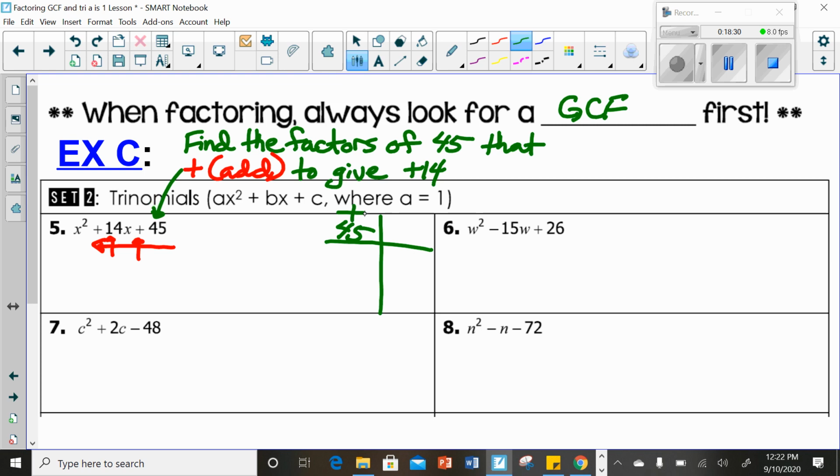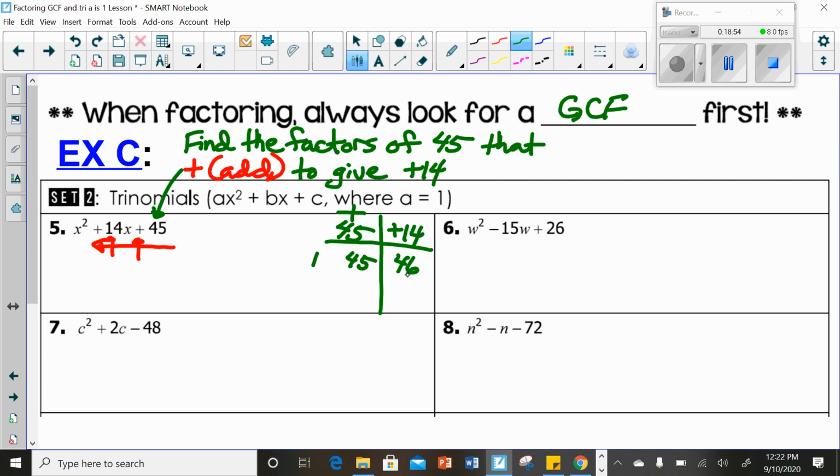Then we are looking for our middle term, which is a positive 14. I really could care less right now about the sign of that middle term. I'm really concerned about the factors of 45 and whether I'm adding or subtracting. So you're going to find all the factors of 45. Starting with 1 and 45, if I add those together, I get 46. That's not what I'm looking for, not 14, so keep going.